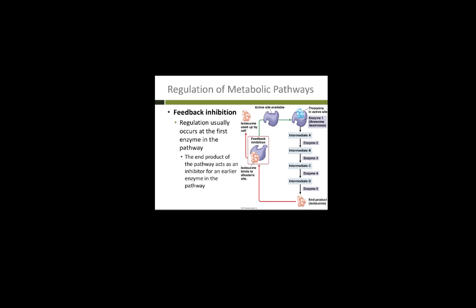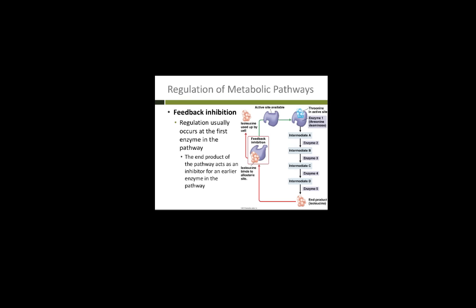Another way we can regulate metabolic pathways is to shut them down. Feedback inhibition is an excellent way to do this. The end product of a pathway can be used to block the active site of one of the first enzymes in the pathway. This allows you to save resources.